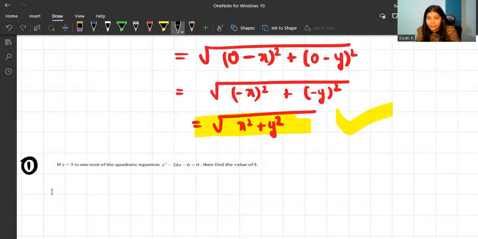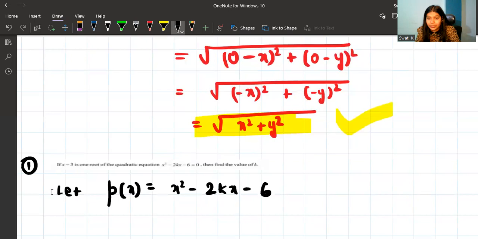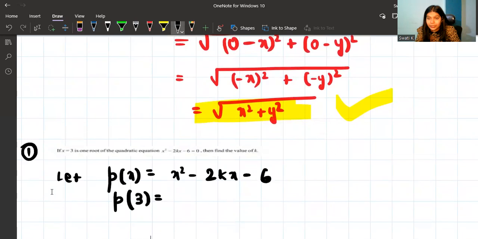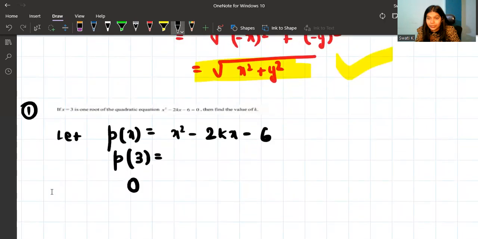It's very simple. So we have the quadratic equation given. Let us take that quadratic equation as p(x), or q(x), whatever you want to take: x square minus 2kx minus 6. Now, it is given that p(x) is equal to 0 at x equal to 3. So p(3) is actually 0. I substitute 3 in place of x: 3 square minus 2 into k into 3 minus 6. Now 3 square is 9, minus 2 into 3 into k, 6k, and minus 6.